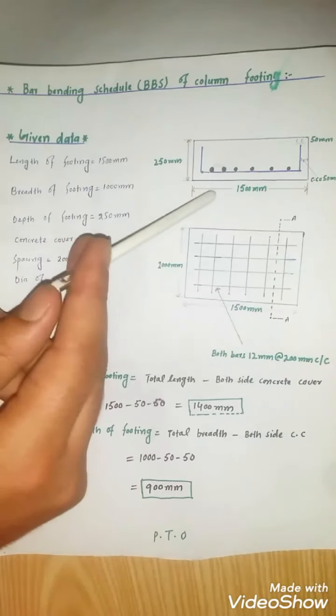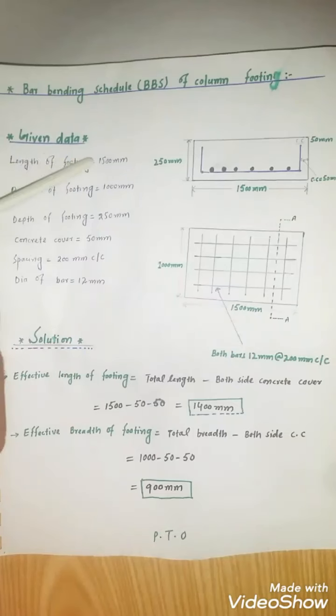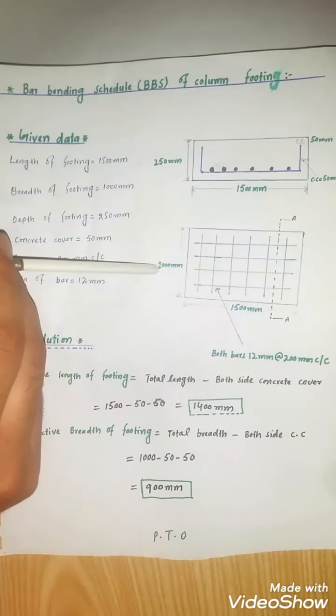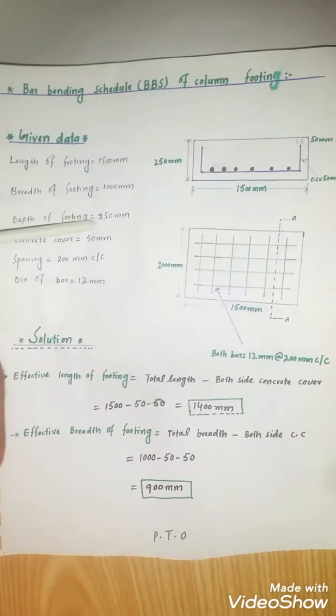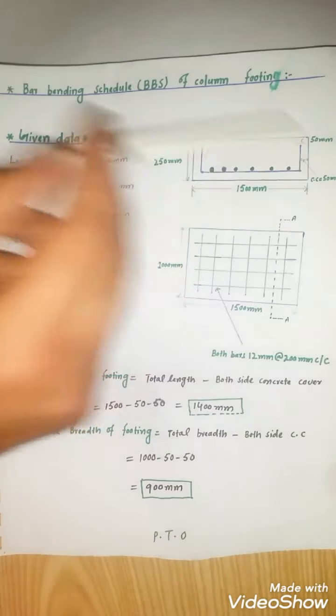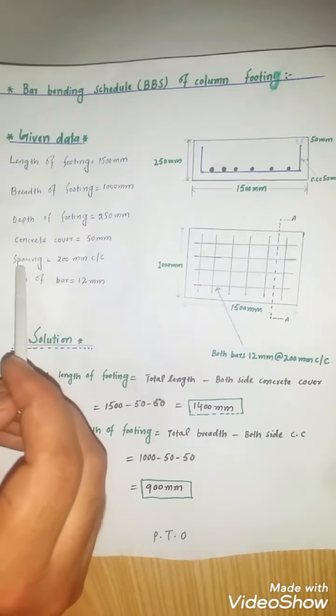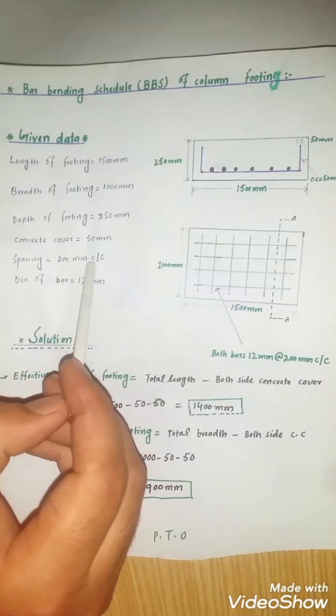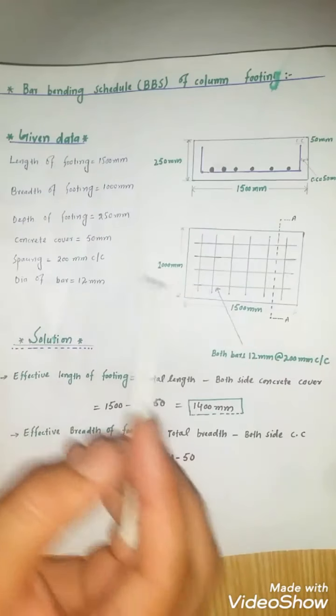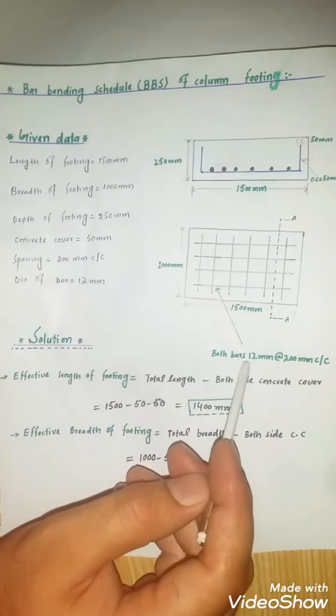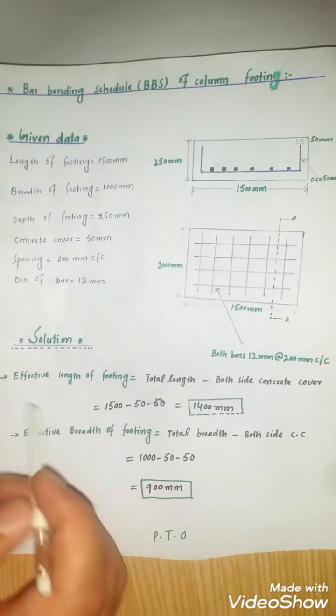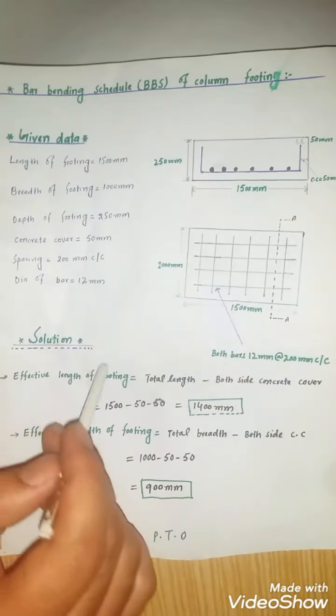This is the given data for this footing. The length of footing is 1500 mm. The breadth of footing is 1000 mm and depth of footing is 250 mm. The concrete cover is equal to 50 mm. The spacing is equal to 200 mm center to center and diameter of bar is 12 mm. Now let's start the solution.